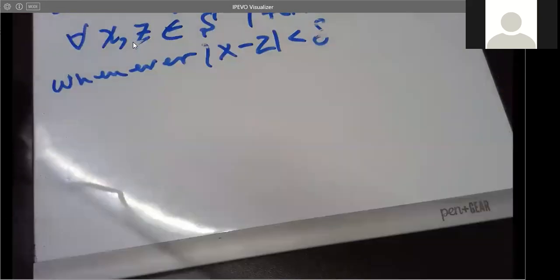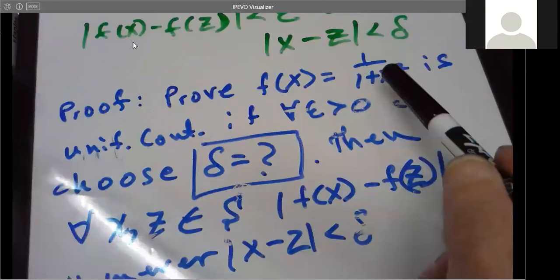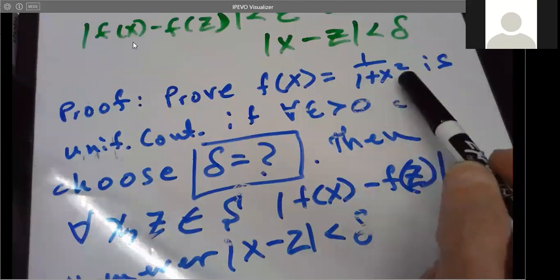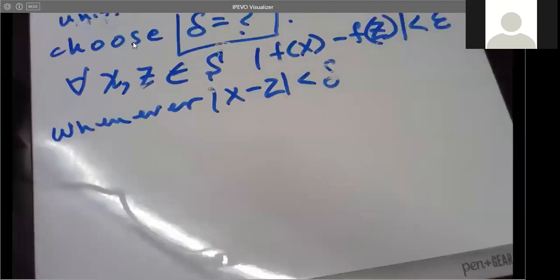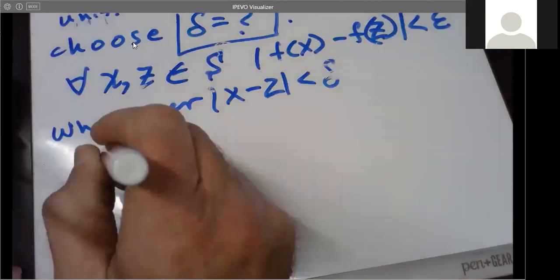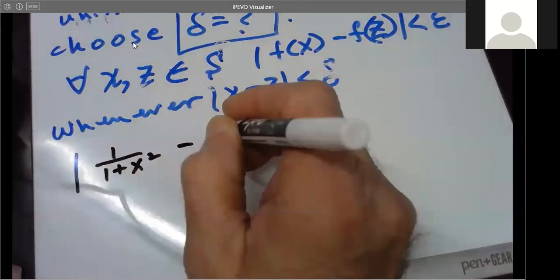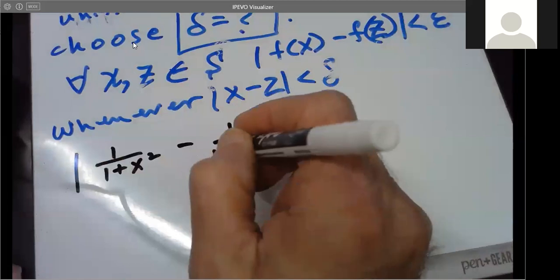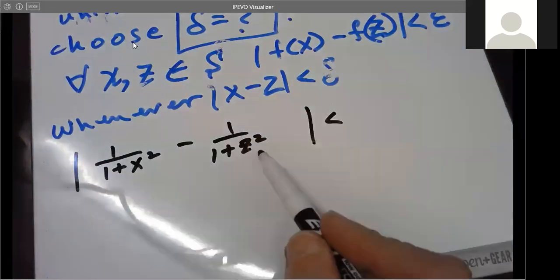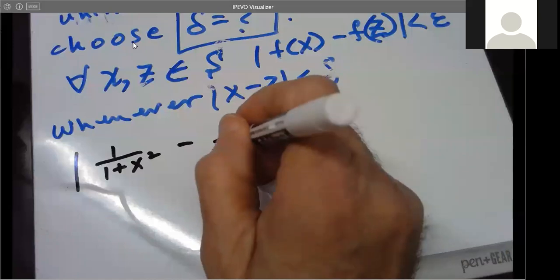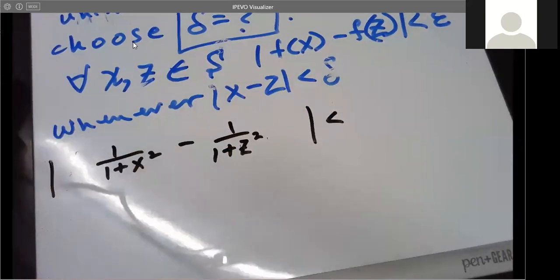Okay, so from here, we go ahead and substitute in for f of x and f of z. That's going to be the absolute value of 1 over 1 plus x squared minus 1 over 1 plus z squared. Okay, and so that's your f of x and f of z. Does that make sense? Yeah. Okay, now we need to get a common denominator.